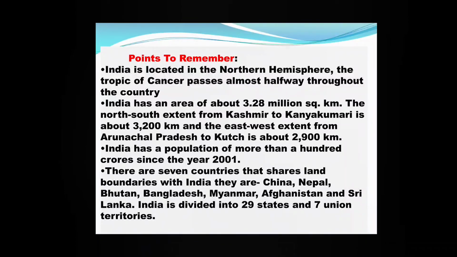India has a population of more than 100 crores since the year 2001. There are 7 countries that share land borders with India. They are China, Nepal, Bhutan, Bangladesh, Myanmar, Afghanistan and Sri Lanka. India is divided into 29 states and 7 union territories.